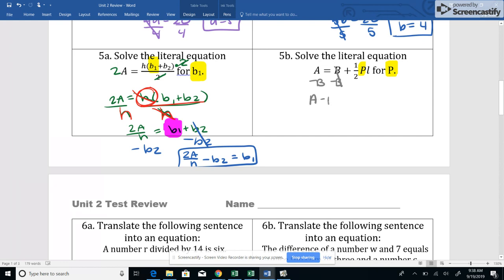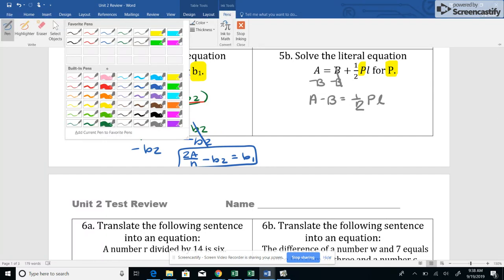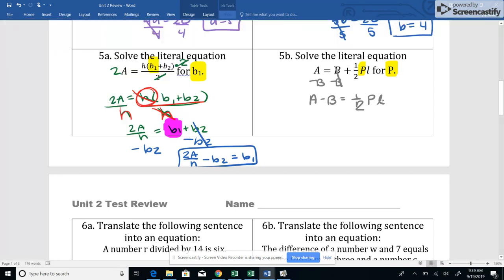So I have a minus b is equal to half, I guess I can make that a 2, times p times l. If I want to get rid of a 1 over 2, the opposite, of course, is 2 over 1. So I will be multiplying both sides by 2 over 1. I want to multiply the whole thing by 2. So that is 2 times a minus b is equal to p times l.